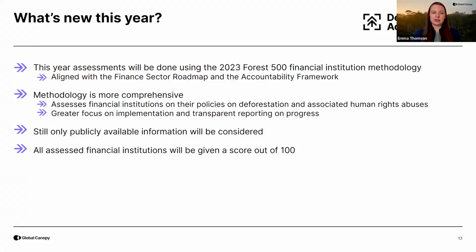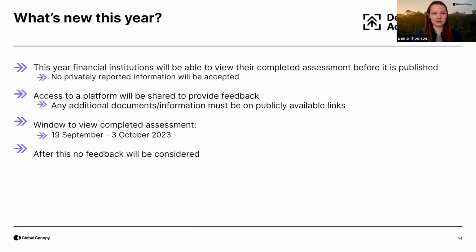But one of the other big changes is that all assessed financial institutions will now be given a score out of 100. So whereas last year, no numerical scores were given, all institutions will now be given a score out of 100 based on the outcomes of this year's assessment. Next slide, please.